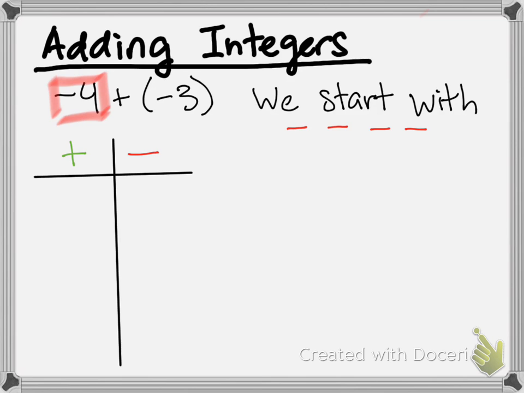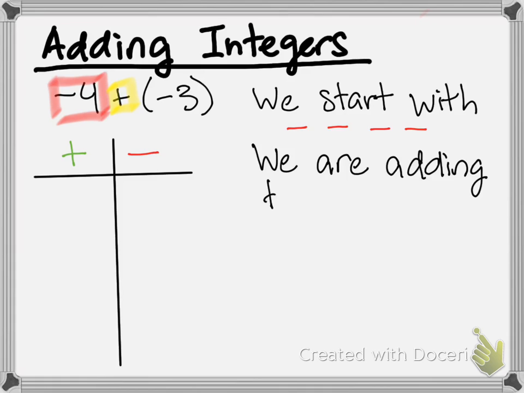The plus sign in the middle tells us that we are adding more to the board. So we are adding to the board. And then the last number tells us what we're adding to the board. And in this case, we're going to add 3 more negatives. So I'm going to write that out.